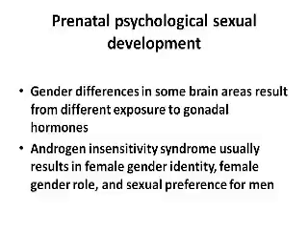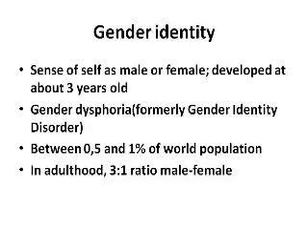Gender dysphoria is a mental disorder that we'll get to shortly. Gender identity is the sense of self as male or female that is developed at about 3 years old. If you remember from our lecture on developmental psychology, we studied how at around 3 years old, boys and girls begin to understand who's a boy and who's a girl, and they begin to feel identified with either gender. So this is the sense of gender identity.